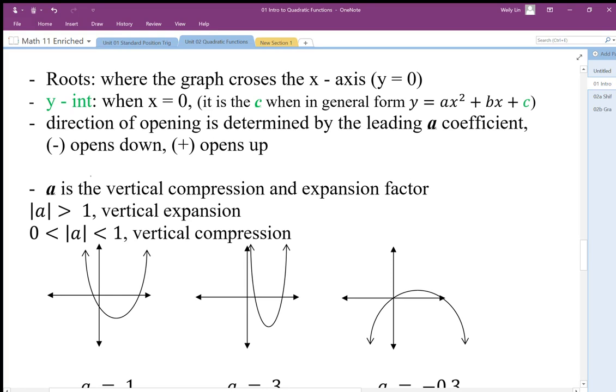So negative is going like that. For positive, it goes in this direction. Okay, so that's negative. Those are positive.